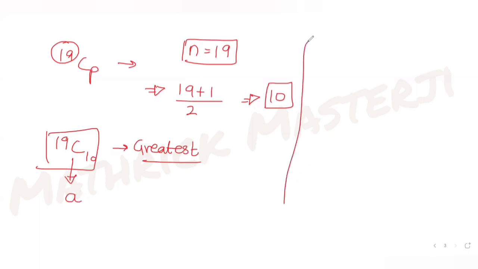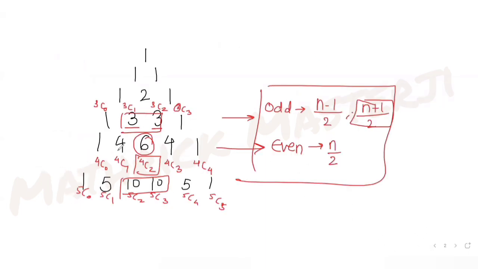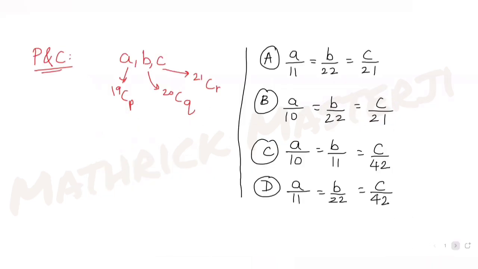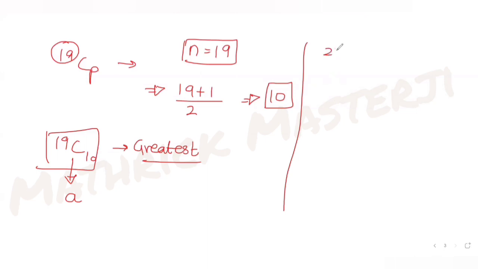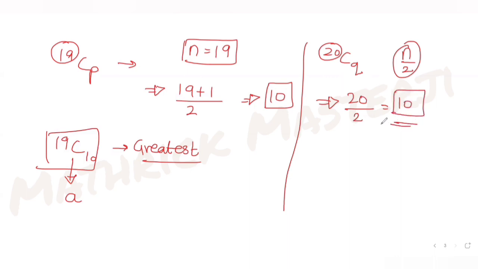The next one is 20CQ, right? So let's see. 20CQ means, again, if I see the value of n here in this case, it's even. And when you have even value of n, you get odd number of terms. And we know that whenever you have odd number of terms, you get the greatest value directly by n over 2. So here I get 20 divided by 2, which is also 10. So I get here that 20C10 will give you the greatest value.